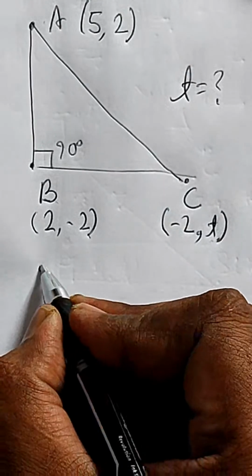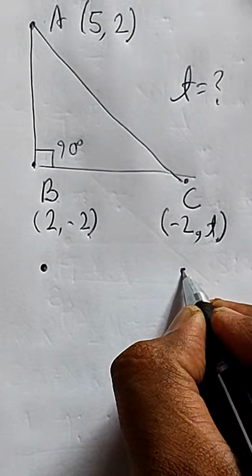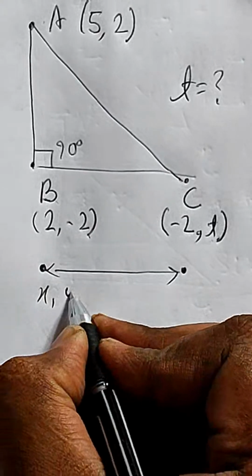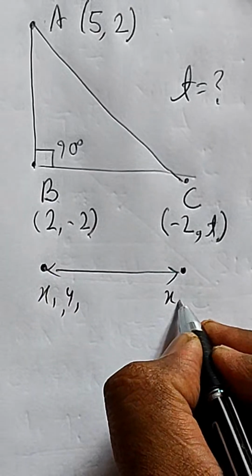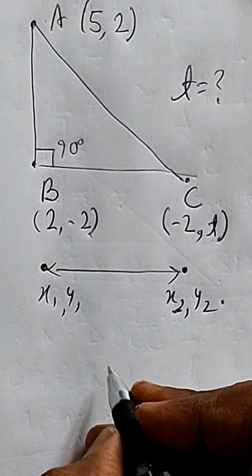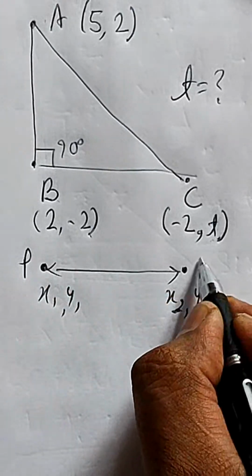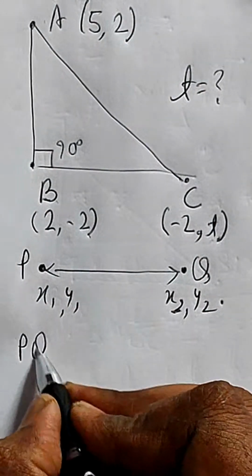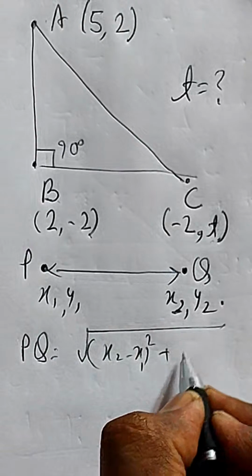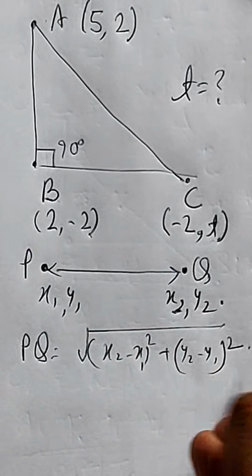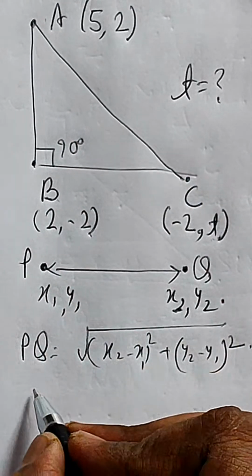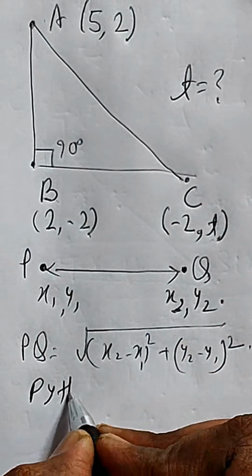So before proceeding, just remember the simple distance formula of coordinate geometry. If x1, y1 are the coordinates of the first point and x2, y2 are the coordinates of the second point, then the distance between these 2 points, let's say P and Q, is given as root over of (x2 minus x1) whole square plus (y2 minus y1) whole square, right?